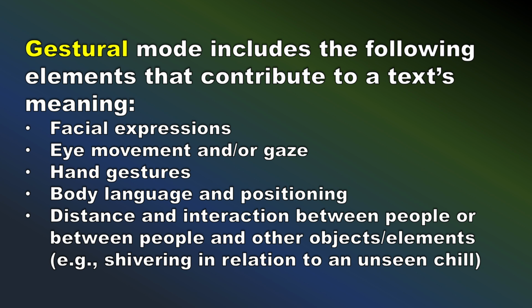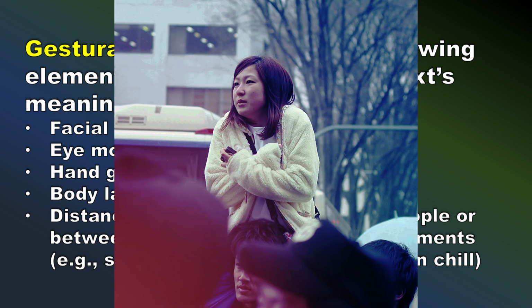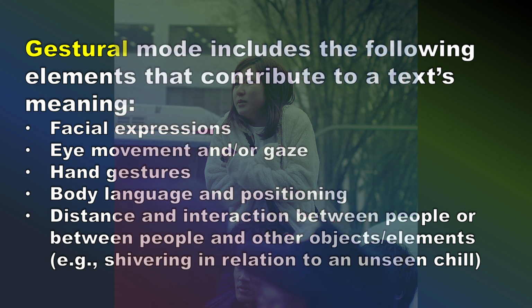Sometimes you'll get images of people with their backs to one another. This is use of body language and interaction between people to suggest that there's some conflict going on right now. Sometimes you might see someone is shivering, right? And that means there's an unseen chill, but that's how they're conveying to us that it's cold outside, right? Because someone is shivering. So they're using the gestural mode, they're using body language to say, hey, it's cold in this scene.